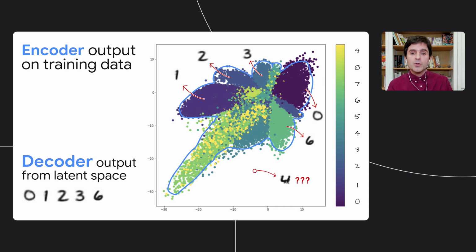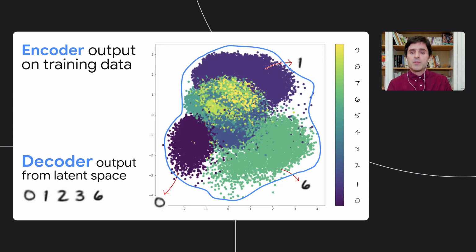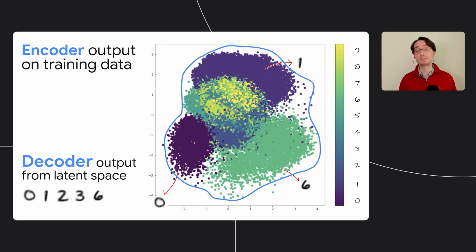We would prefer an autoencoder that learns a distribution that is more compact and rounded, like this one. It turns out that it's possible to make an autoencoder behave more like this, with a couple of changes to its design.